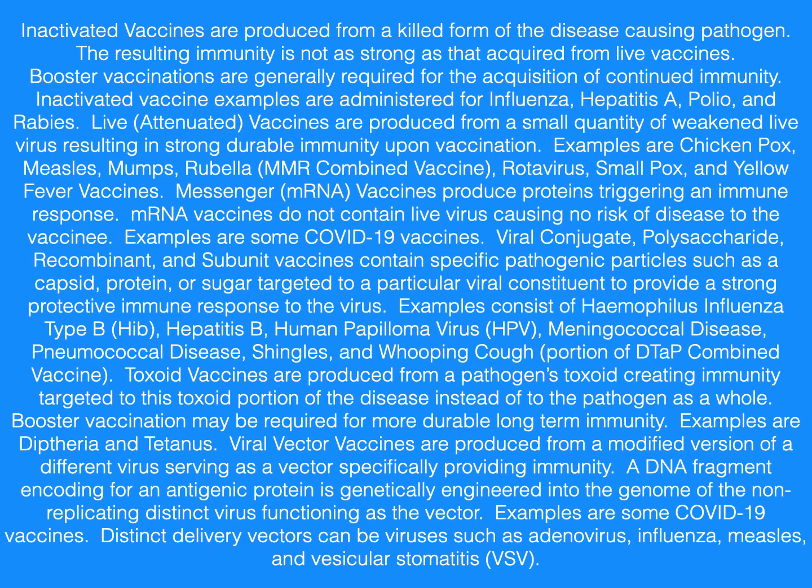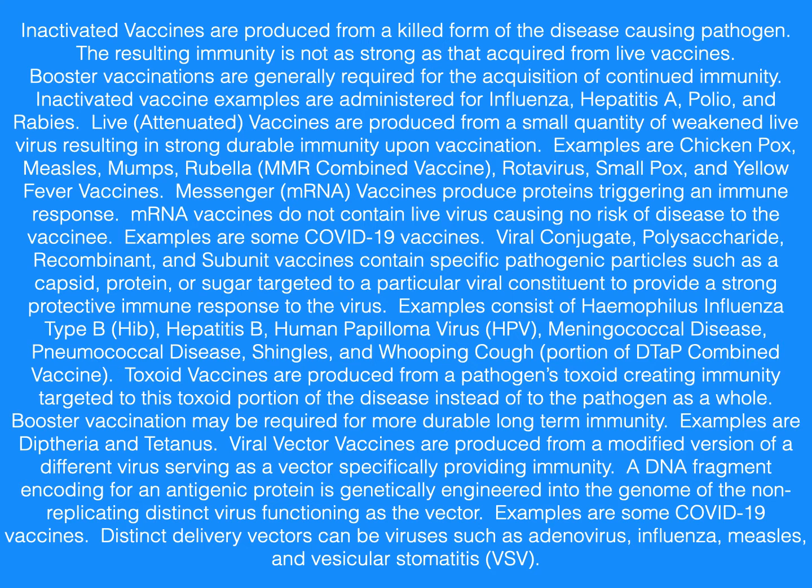Viral conjugate, polysaccharide, recombinant, and subunit vaccines contain specific pathogenic particles such as a capsid, protein, or sugar targeted to a particular viral constituent to provide a strong protective immune response to the virus. Examples consist of Haemophilus influenzae type B, hepatitis B, human papillomavirus, meningococcal disease, pneumococcal disease, shingles, and whooping cough.